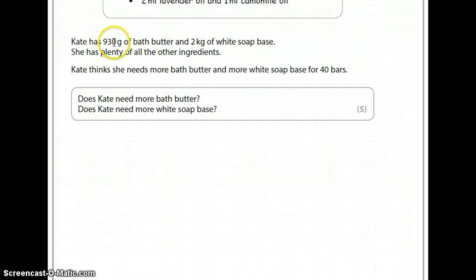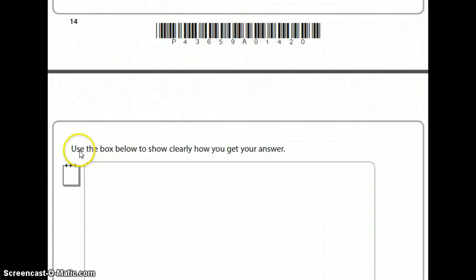Kate has that amount of bath butter and that amount of white soap base. She has plenty of all the other ingredients. Kate thinks she needs more bath butter and more soap base for that many bars. Does Kate need more bath butter? Does Kate need more white soap base? Use the box below to show clearly how you get your answer.